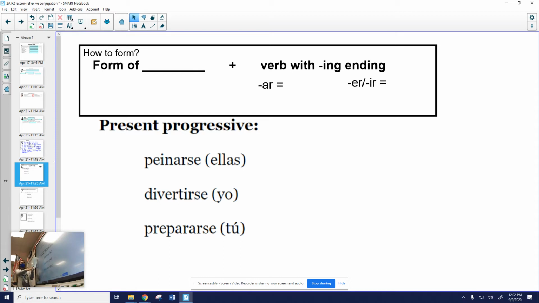Your notes are a little bit different here than what's on the screen. It says on your notes, in the following two compound tenses, the reflexive pronoun can go either before the conjugated verb or attached to the ando, yendo ending or infinitive. The present progressive is a form of estar plus a verb ending with ando, yendo, which is already written on your notes. Do you remember the forms of estar?